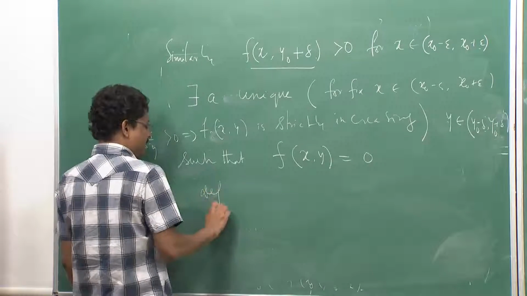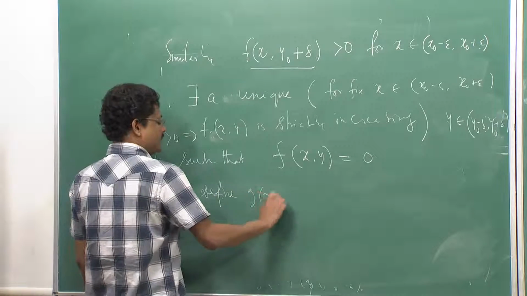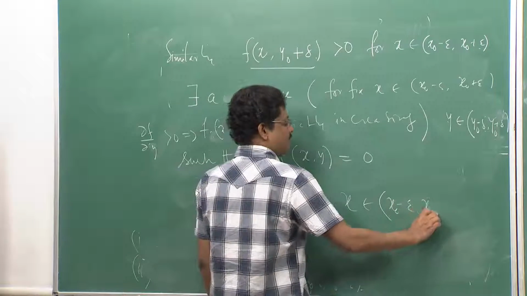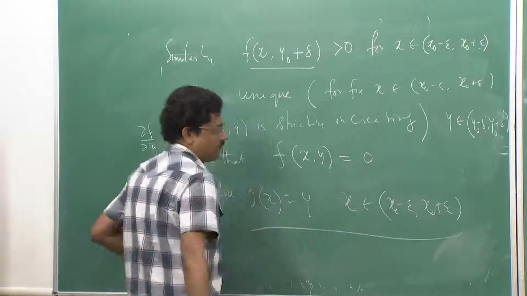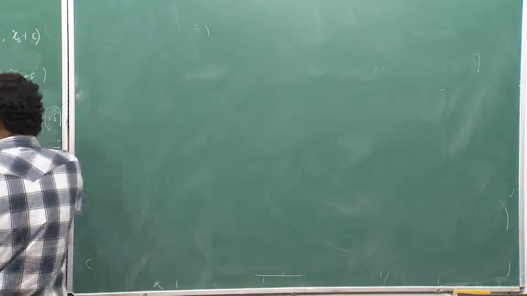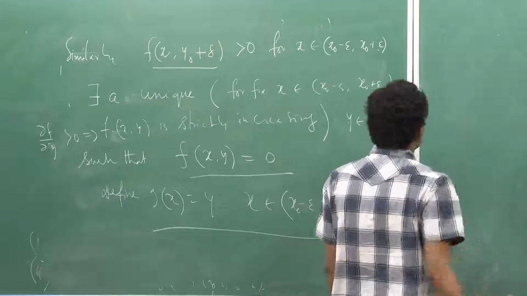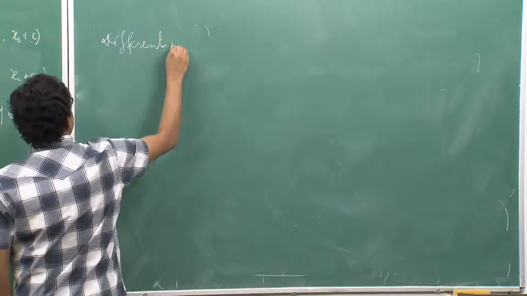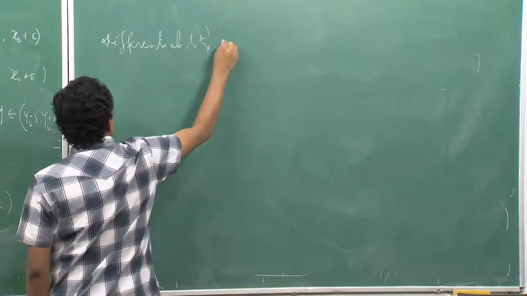So, I define g(x) equal to this y, x in this interval. So, I got a definition of g. The only thing that remains to prove is differentiability of g. But for differentiability, first we will show continuity and then differentiability, I mean both will come. So, I got the first part right. Second part, differentiability of g.